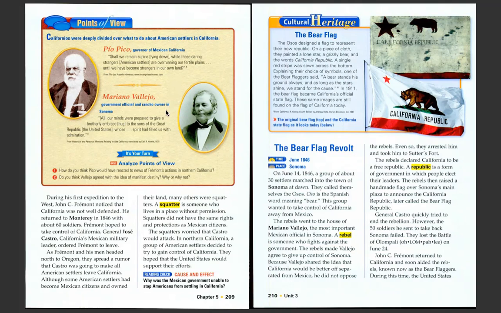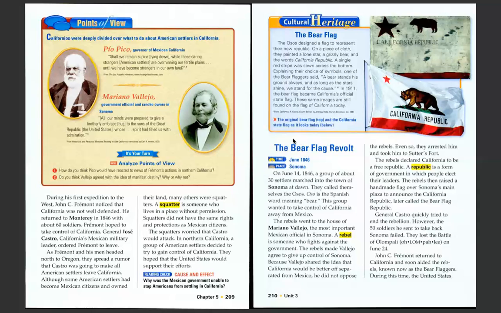And Mariano Vallejo, he was the government official and rancho owner in Sonoma. He said, "All our minds were prepared to give a brotherly embrace, a hug, to the sons of the great republic, the United States, whose spirit had filled us with admiration." So I want you to think about those two viewpoints. That's something that we'll talk about, right?